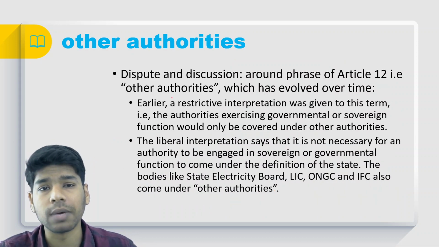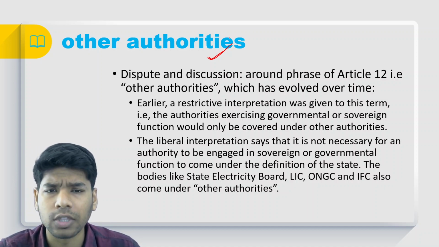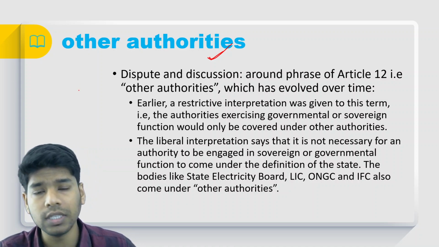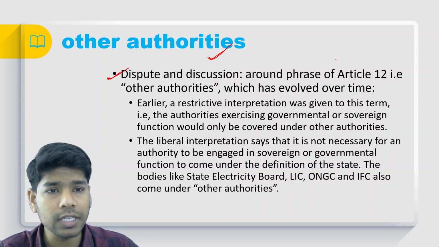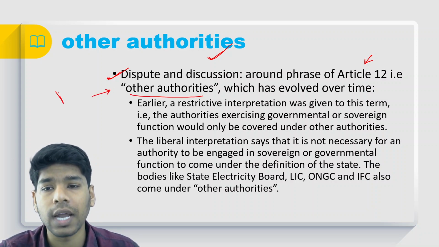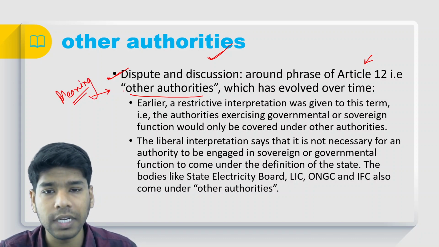Now the question comes: what are other authorities? What is the definition of other authorities? Is there any ambiguity in interpreting other authorities? This we have to see. Around Article 12, the meaning of other authorities has evolved over time. The question of the meaning of other authorities has actually come into the picture. So, what is the meaning?